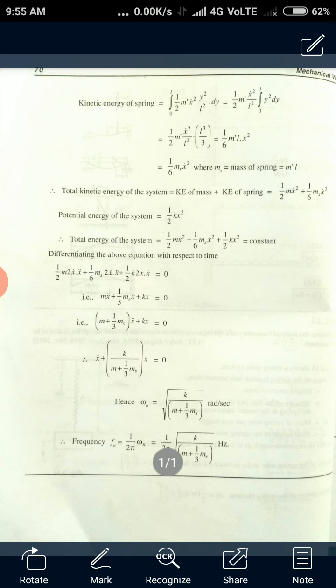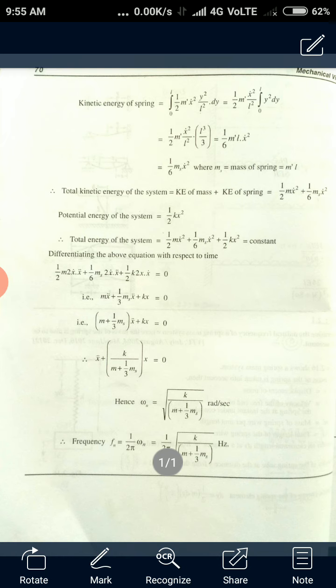Okay, so L is what? Length. So multiplying mass per unit length into the length, you will get a mass. So 1 by 6, in place of m dash L you can write ms, where ms is the mass of the spring, x dot square. So by this way we have determined the kinetic energy of the spring.